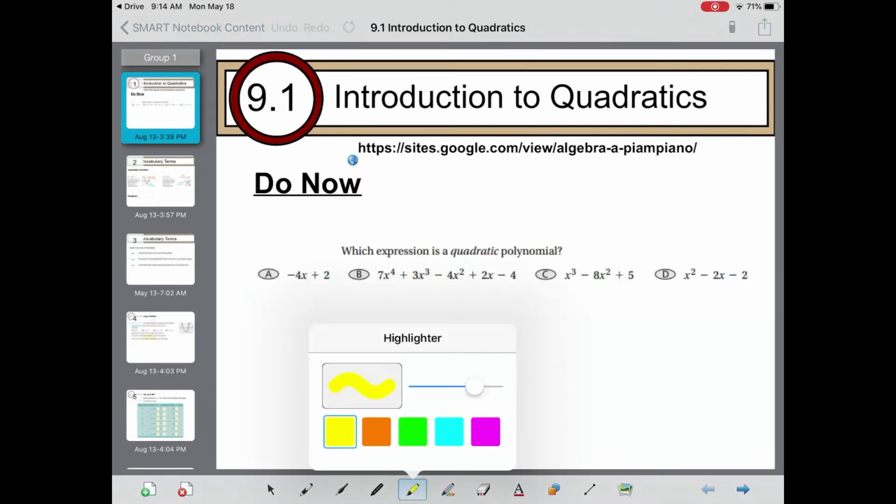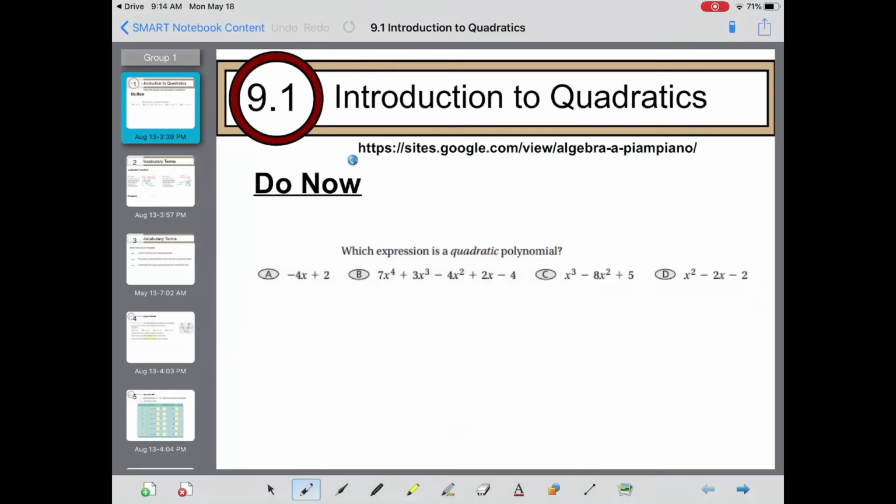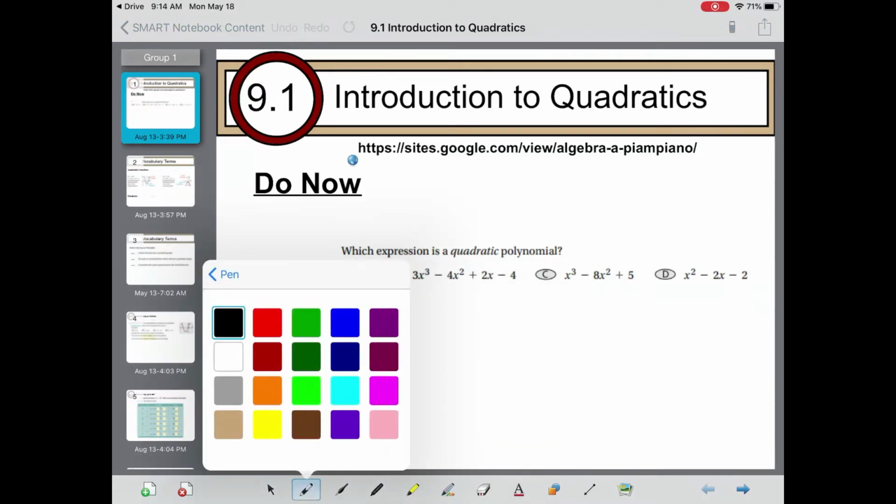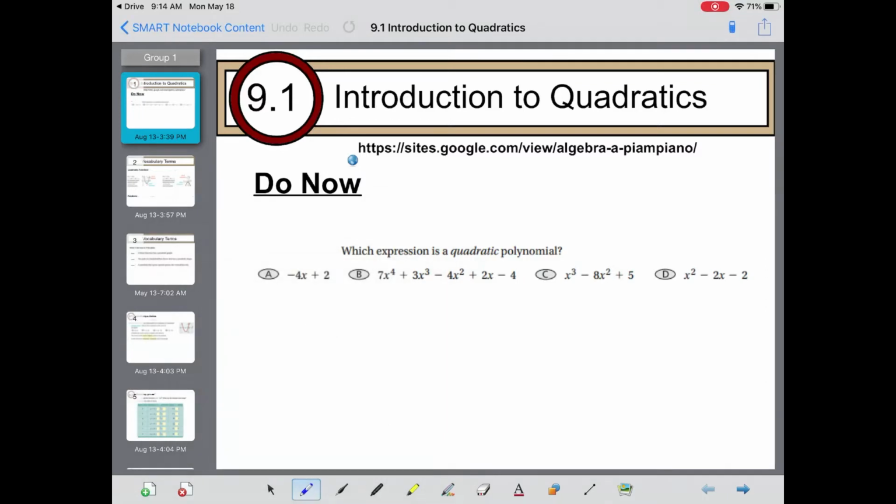This is chapter 9, section 9.1, Introduction to Quadratics. As always, feel free to pause if you need to catch up, if you're falling a little behind in terms of the work from the video to what you can write on the paper. Just move at your own pace.